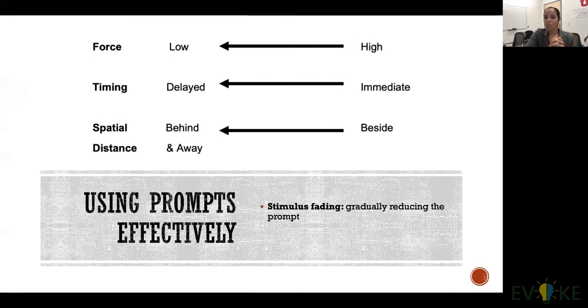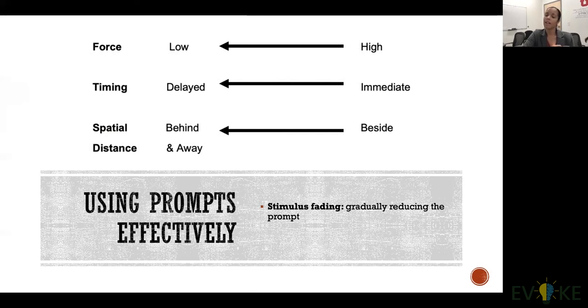An additional way to be able to fade prompts is through timing, which we discussed earlier, the time delay, where you provide a prompt immediately, what color is this? Red. Or you provide the prompt with a delay. What color is this? Red. And so that's another way to be able to fade prompts.